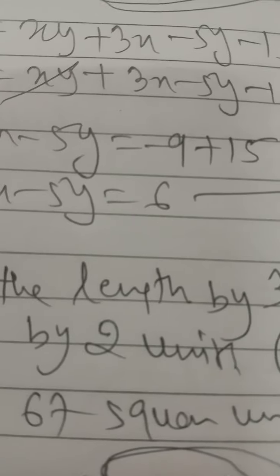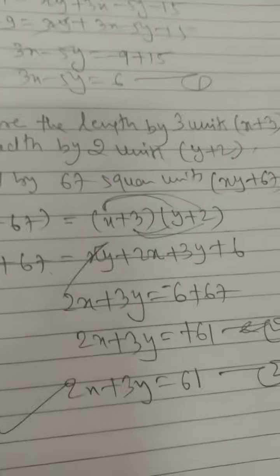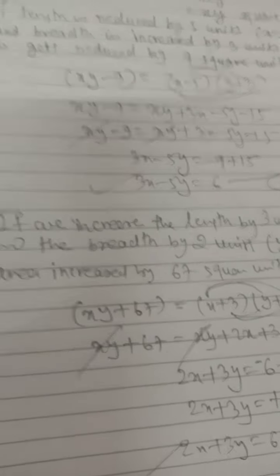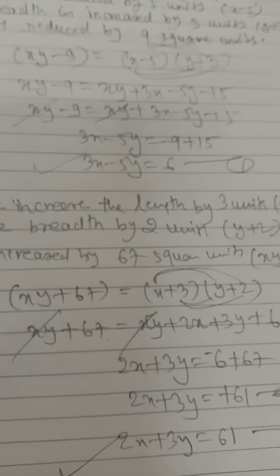So solve the first equation and this one. 3x minus 5y is equal to 6, and the second is 2x plus 3y is equal to 61, by the method of elimination, and you will get the result. So this is all about word problems up to 3.5. In my next segment, I will send you the reducible method of solving a linear pair of equations.